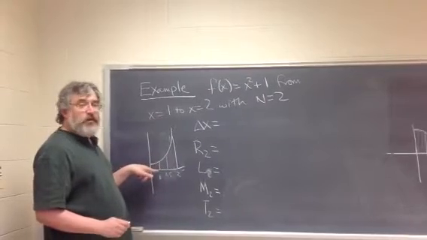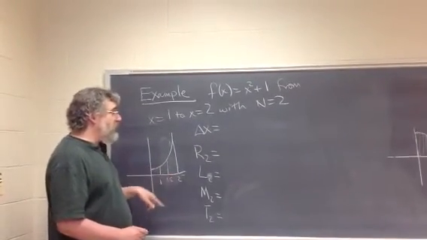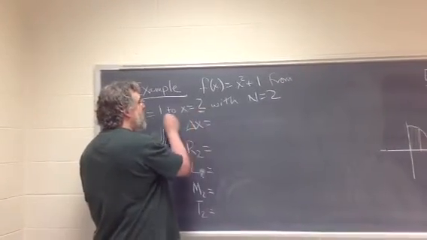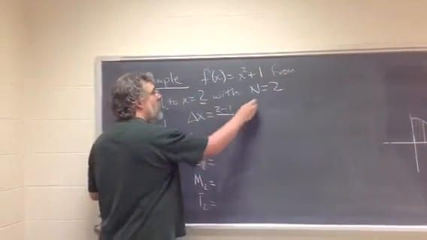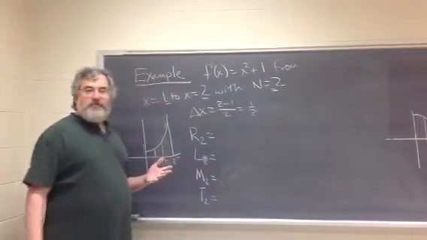How wide are these things? Well, you don't really need any formula to tell. That's 0.5 wide, that's 0.5 wide, but formally it's b minus a over n. That's how wide they are.